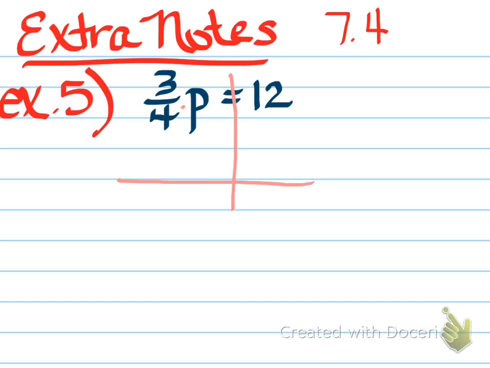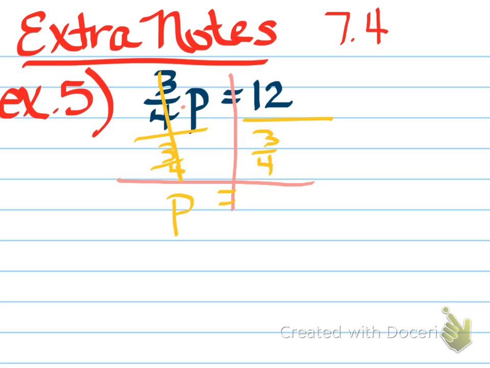So if I've got 3/4 times P, just like if it was 3 times p, what do I need to do? Division. I need to do the inverse operation. The opposite of multiplication is going to be my division. So I'm going to divide by 3/4. I'm going to divide this side by 3/4 as well. So that makes this go away, and I'm left with p equals.